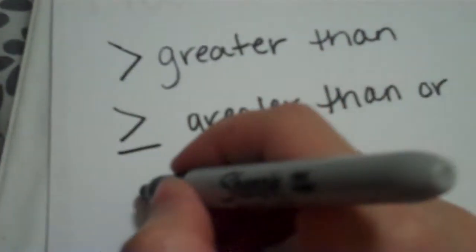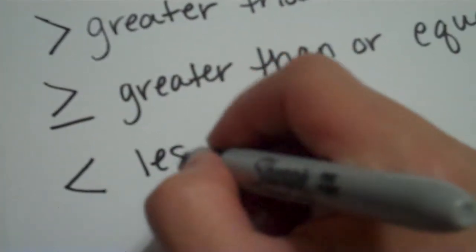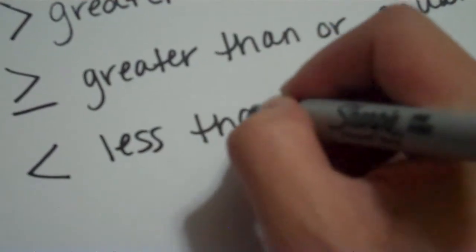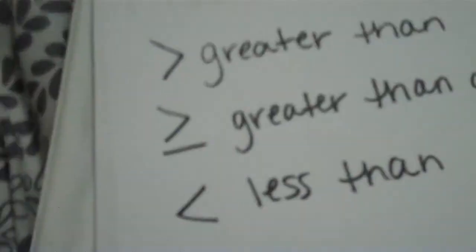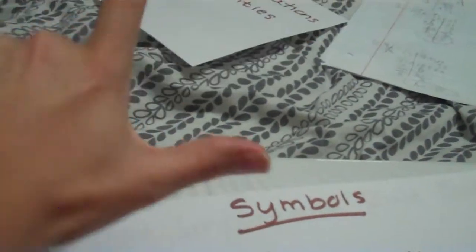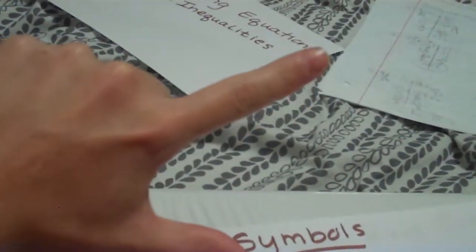Okay? This is less than. And one way to remember it is because it looks like a wonky looking L. Like if you have an L, and on my bed again, don't judge. L, it goes that way. That's less than. So L for less than. Okay? And then this right here is less than or equal to.